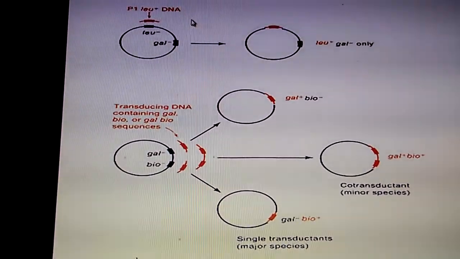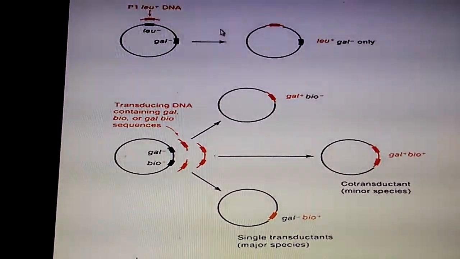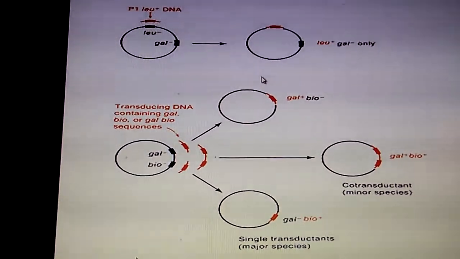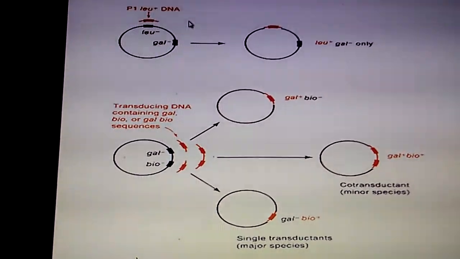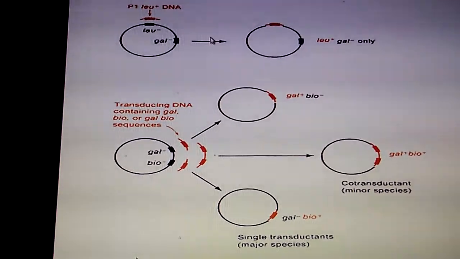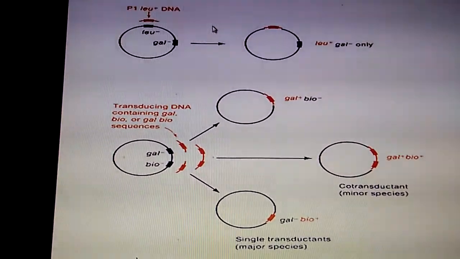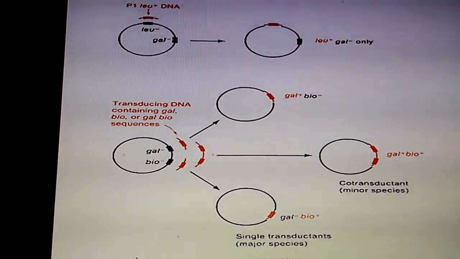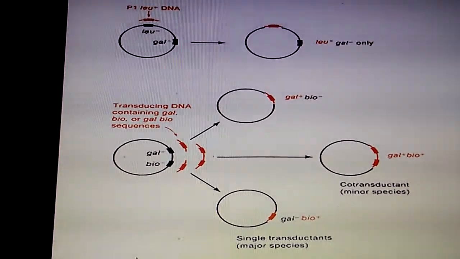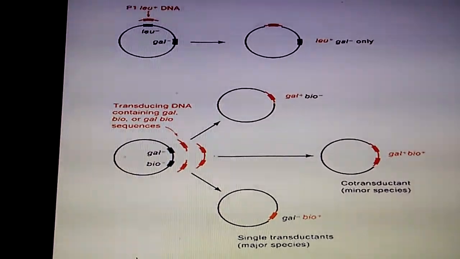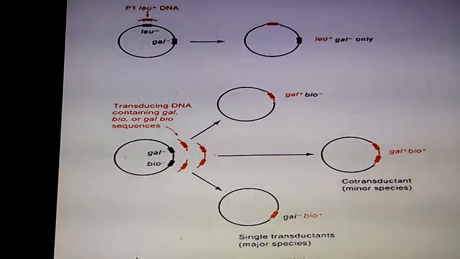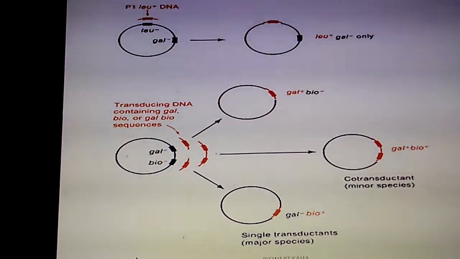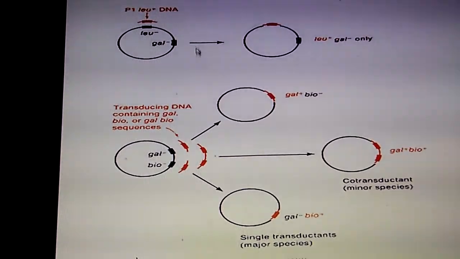That means you cannot generate a Leu plus Gal plus particle simultaneously. You can generate Leu plus transducing particle, you can generate Gal plus transducing particle, but you cannot generate Leu plus Gal plus transducing particle simultaneously, or if it is produced, the recombination frequency will be very, very low because the size of the Leu plus Gal plus transducing particle is very large compared to that of the head of the P1 phage, and that is why it will not package rapidly.